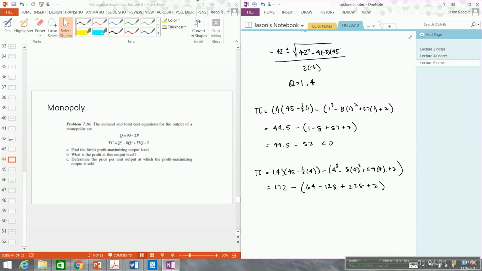Okay, so now we could add this up. So we have 64 plus 128 plus 228 plus 2. Wait, that is not the right grouping. We have 64 plus 128 minus 228 plus 2, so we get 166. So we have 172 minus 166. And so we know that we've solved for a positive profit of 6. So good. We know that then 4 is going to be our profit maximizing level of output.